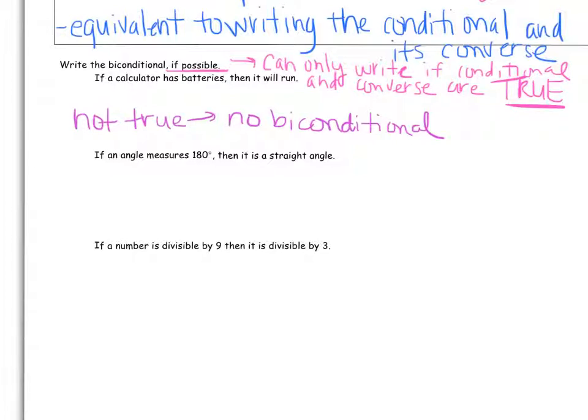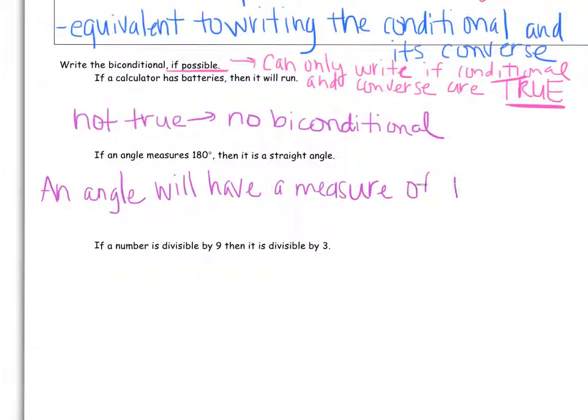So let's look at how we write the biconditional. Remember, it has to include the if and only if. So here's how this is going to look. An angle will have a measure of 180 degrees if and only if it is a straight angle.